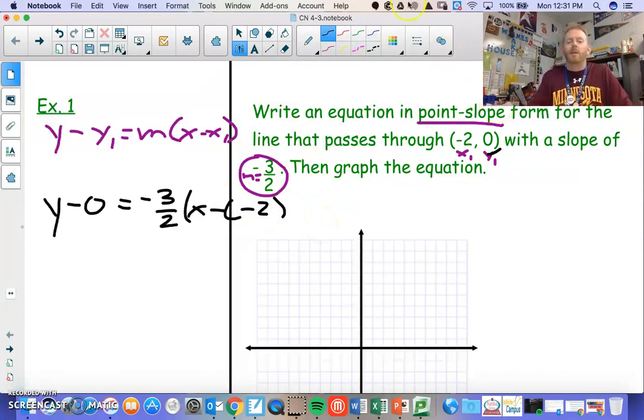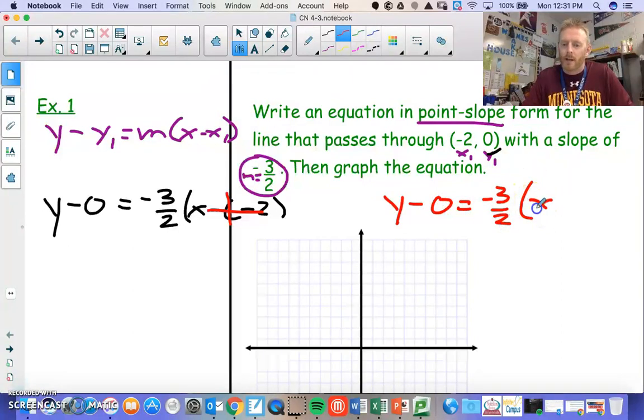Now the only thing that we need to fix in this one is this minus a negative, which turns into a big plus sign. So the simplified version of this, y minus 0 is equal to -3/2 times x plus 2. And this is our information in point slope form.